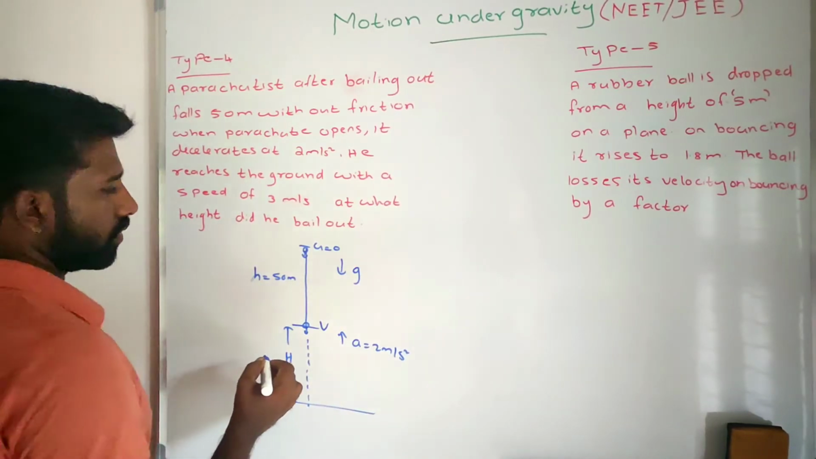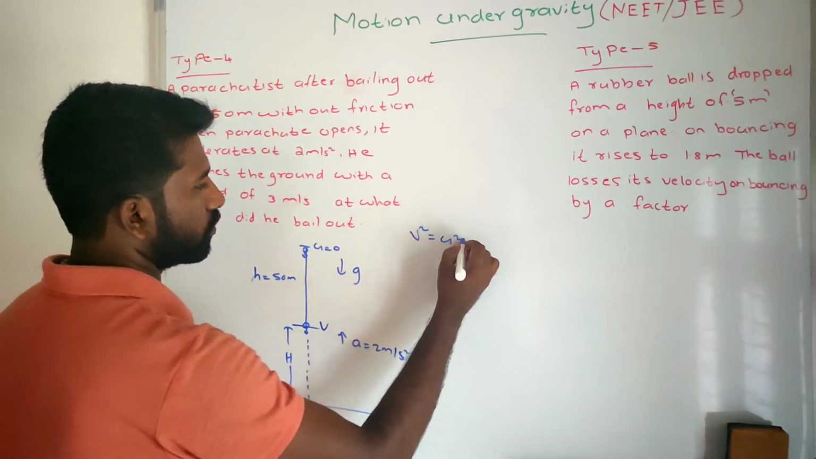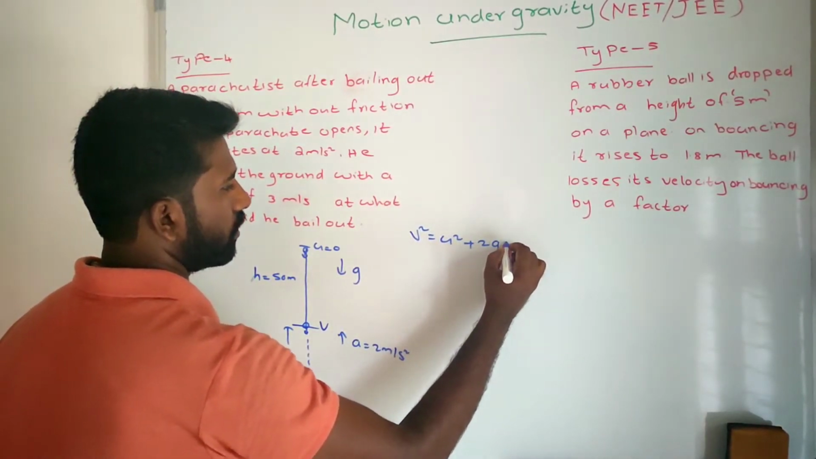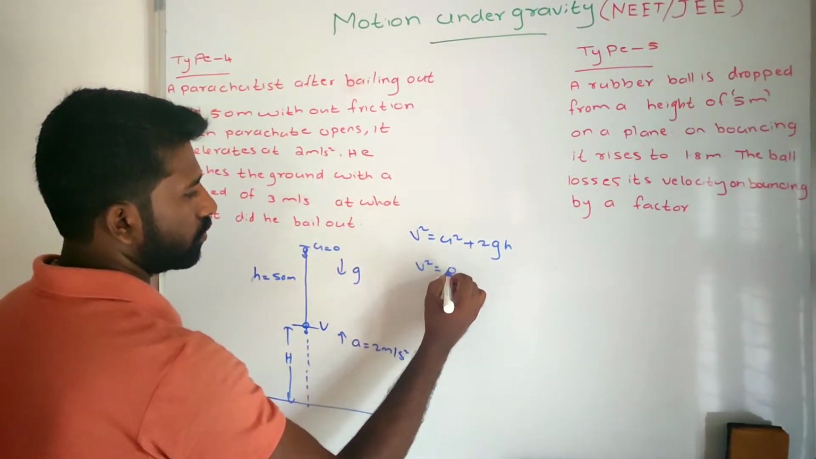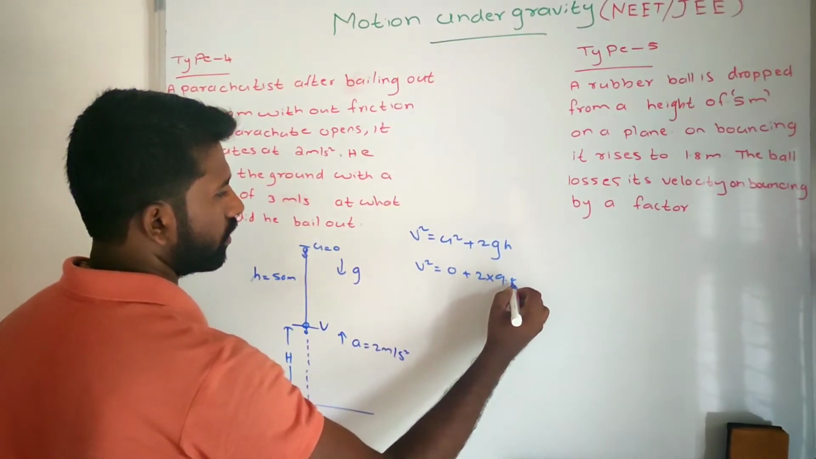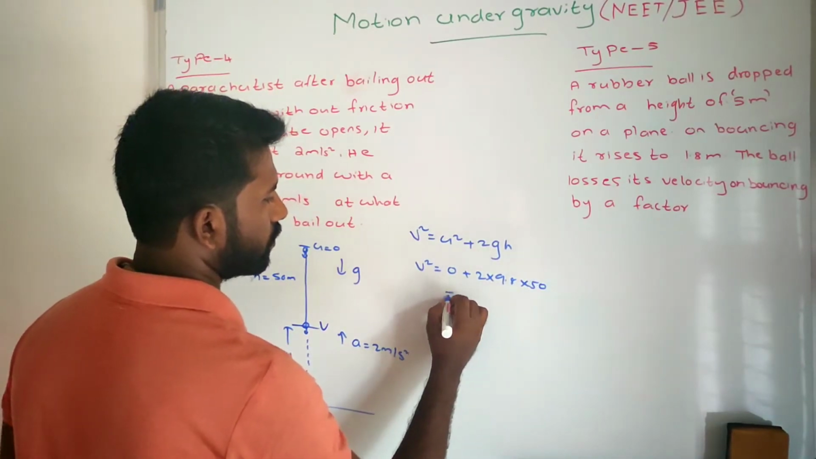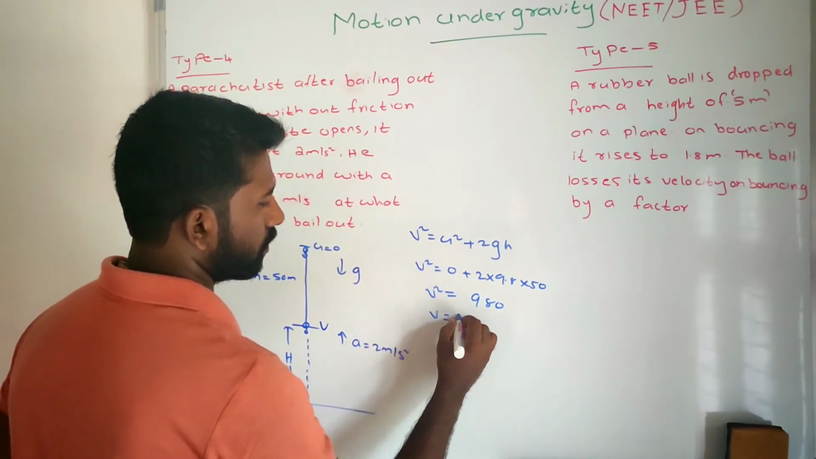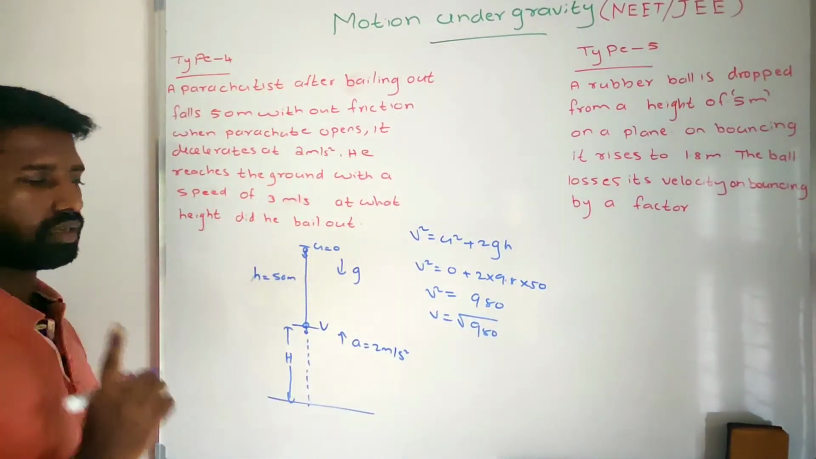For that we can use this formula, v square is equal to u square plus 2gh. Here v square is equal to u square, which is 0, plus 2 into g, 9.8, and what about the h value? h is 50. So how much will you get? That is 980, that is v square. So v is equal to square root of 980, and we keep it like that.